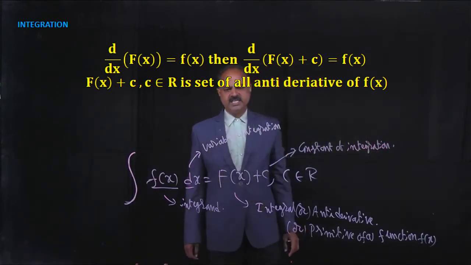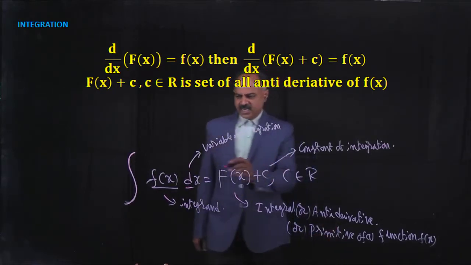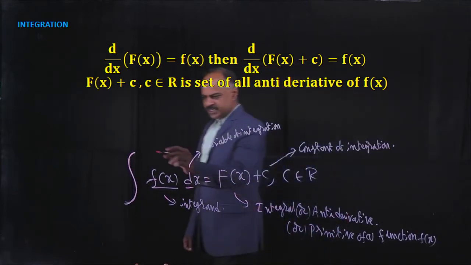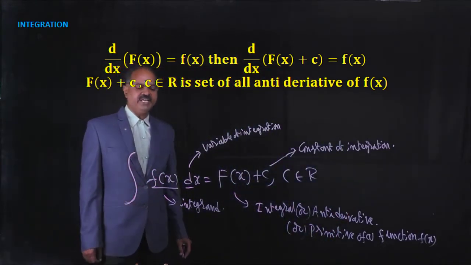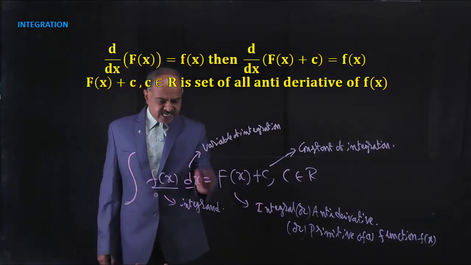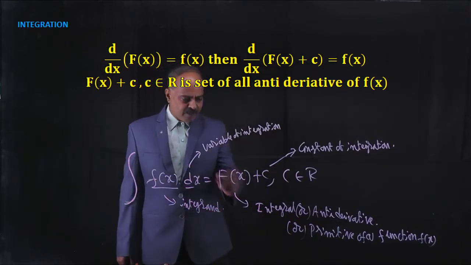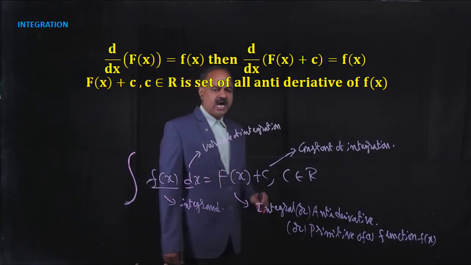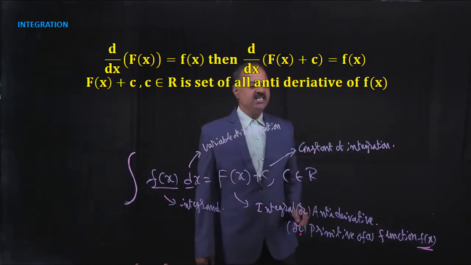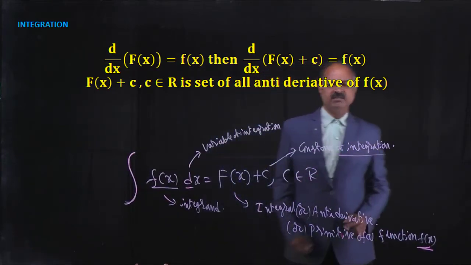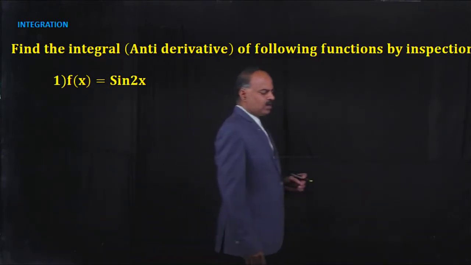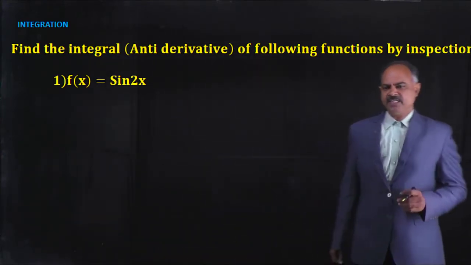C is the constant of integration. So integral f of x dx equal to capital F of x plus c, c belongs to R. The deformed shape of s is called the symbol of integration. The function to be integrated is called the integrand, and dx indicates integration is performed with respect to x, and capital F of x is the integral or antiderivative or primitive of the function f of x, and c is the constant of integration.